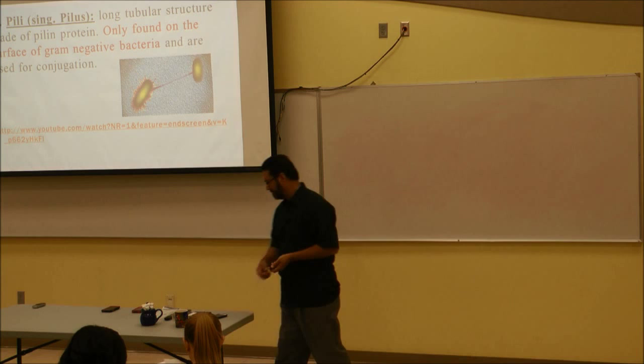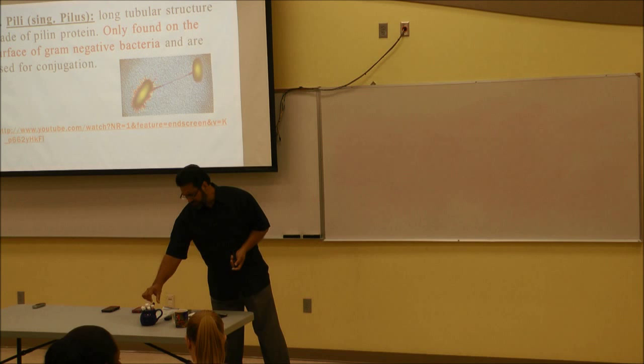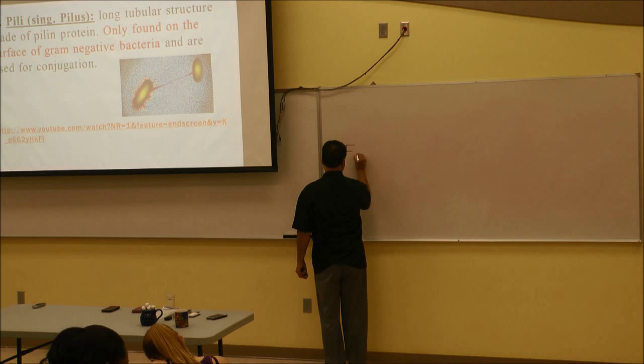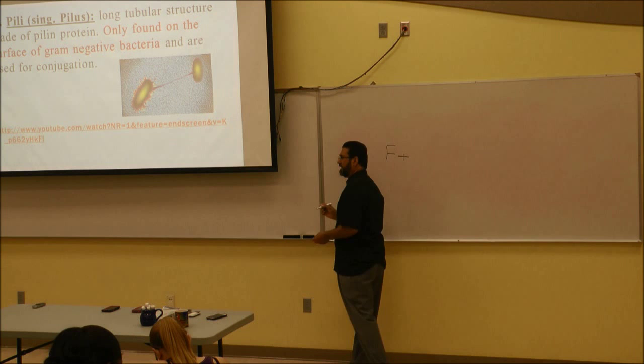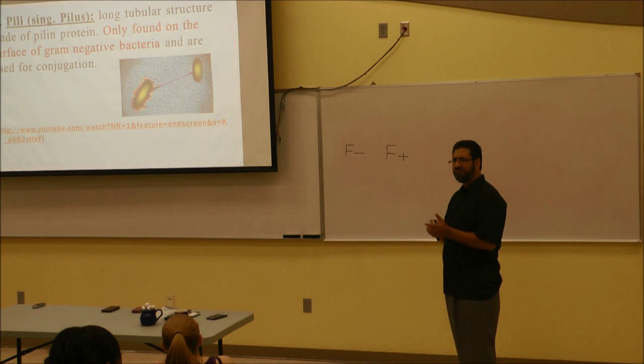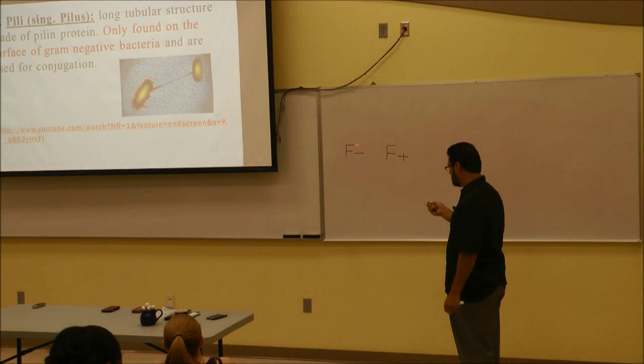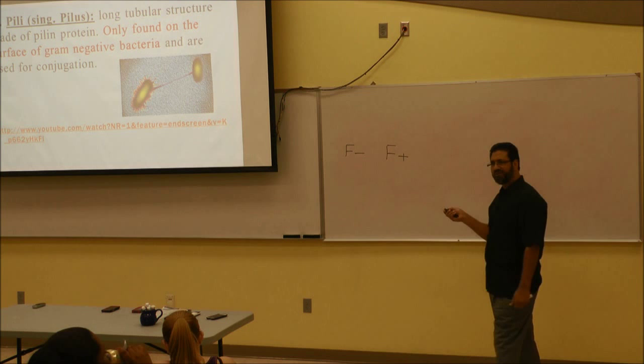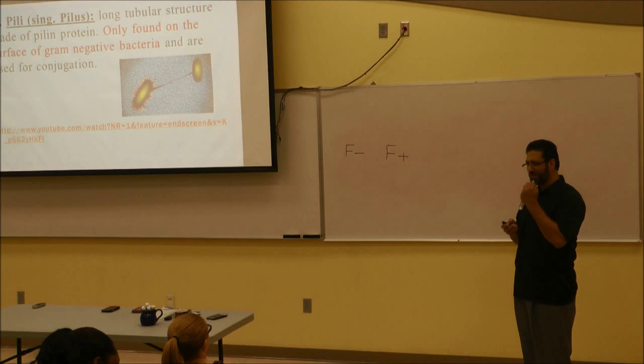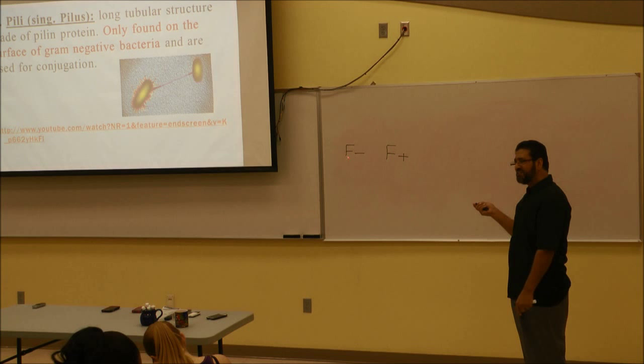One more question, then we will move on to the new material. F negative is a gram negative bacterium, and F positive is a gram positive bacterium. Conjugation takes place between an F negative bacterium, which is gram negative, and an F positive, which is gram positive. True or false?